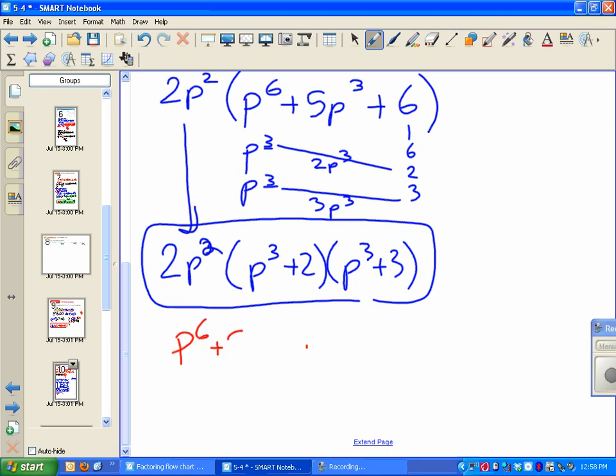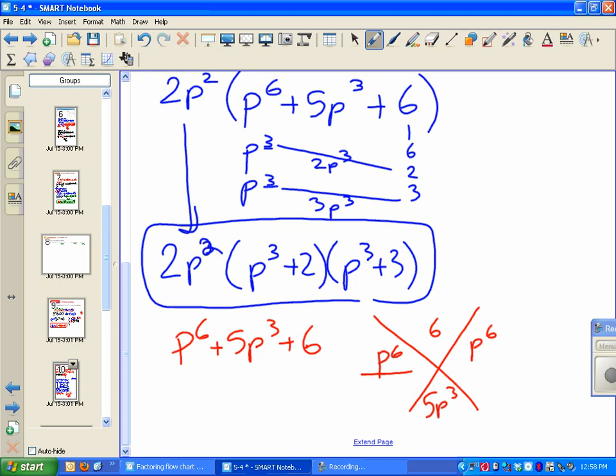p to the 6th plus 5p cubed plus 6. So using Clinton's magic, we would put 6 up here and 5p cubed up here, and then here would be p to the 6th and p to the 6th. Okay. So the factors that work are 2p cubed and 3p cubed. So we would write them underneath: 2p cubed and 3p cubed, since those multiply, 2 times 3, to 6, and they add up to 5.